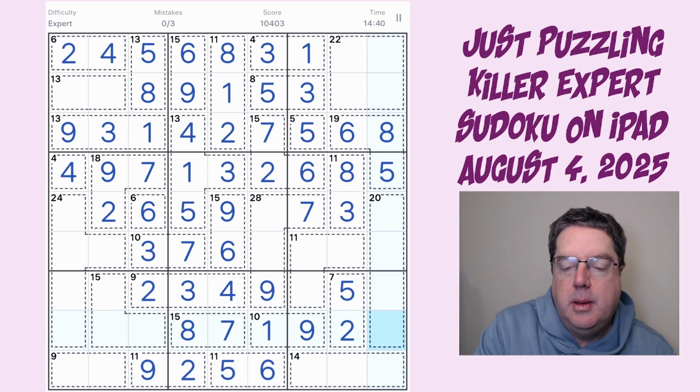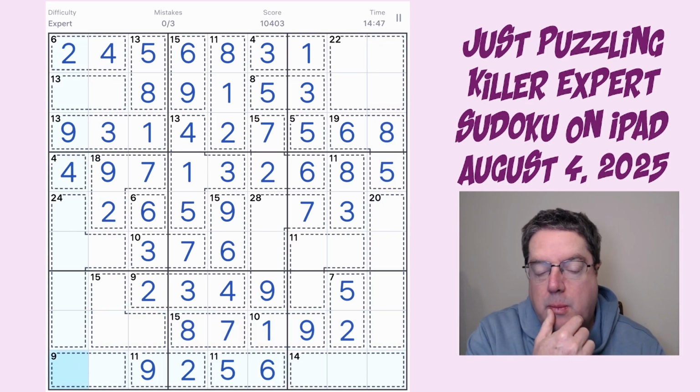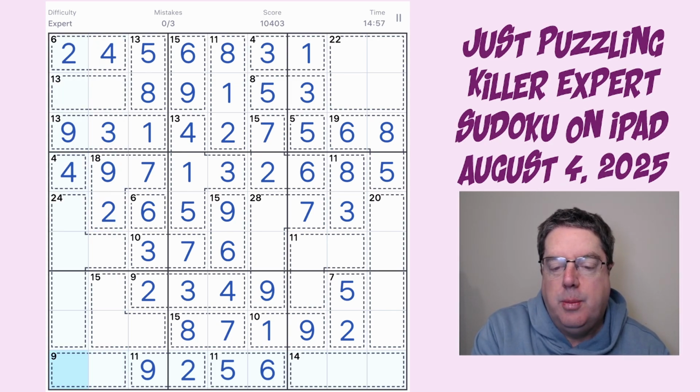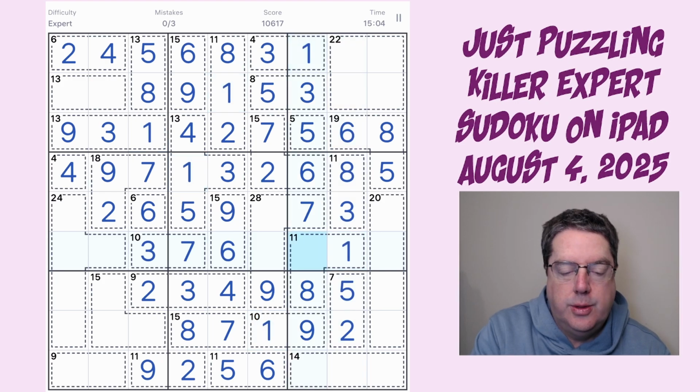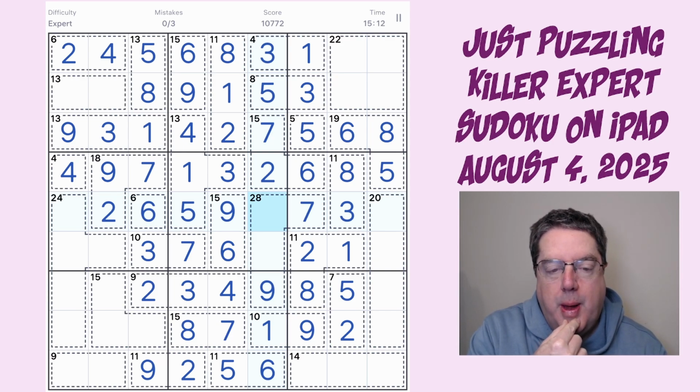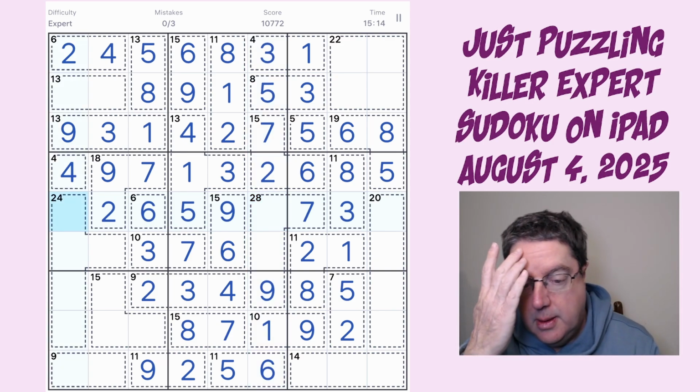1 can be in these. 9 and 1, 8 and 1, sorry. 1, so 2's out, 5's out, 6's out. So this is 8 and 1, but I don't know any more than that. So 8's got to be up the top here, so there can't be an 8 there. So that's an 8. This is a 1. This is a 2. I still need an 8 here. Can't do anything about it. So 8 is here or here.